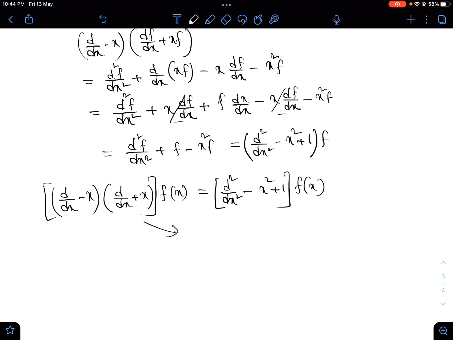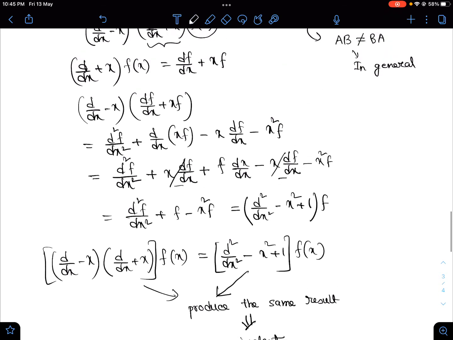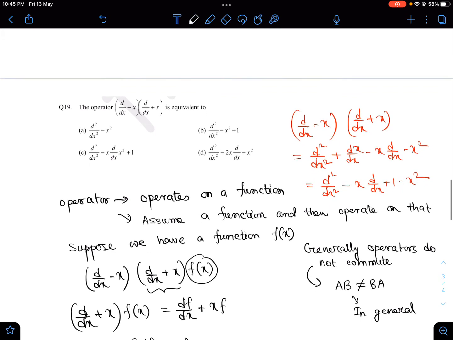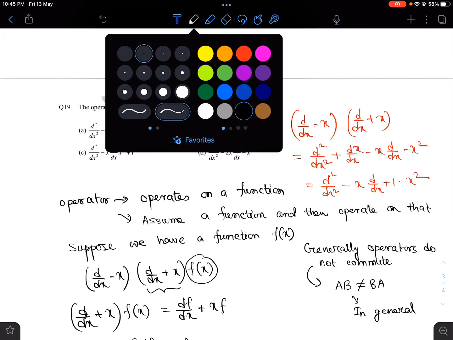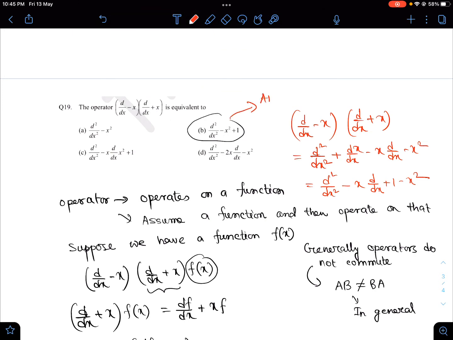Basically these two may look different, but if you apply these two operators on a function, they will produce the same result. And that is why these two operators are equivalent. Equivalent means that they are not the same, but if you operate them on a function, they will give us the same result. So in that sense they are equivalent. So our correct option is B. So this is our answer.